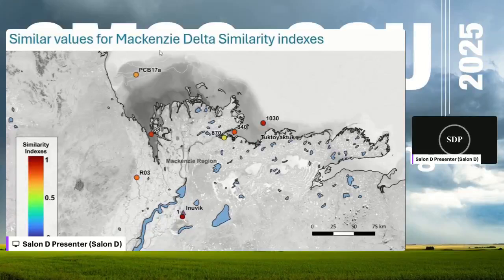So here we have the similarity index. A value closer to 1 signifies that the signature is closer to the Mackenzie region, and a value closer to 0 signifies that it's less similar to the Mackenzie region and more similar to our other end point, which is the American Basin. As we can see here, without surprise, in the Mackenzie Delta, all the signatures are similar. That's what we thought, because it's the same sediment source and the same weathering process.